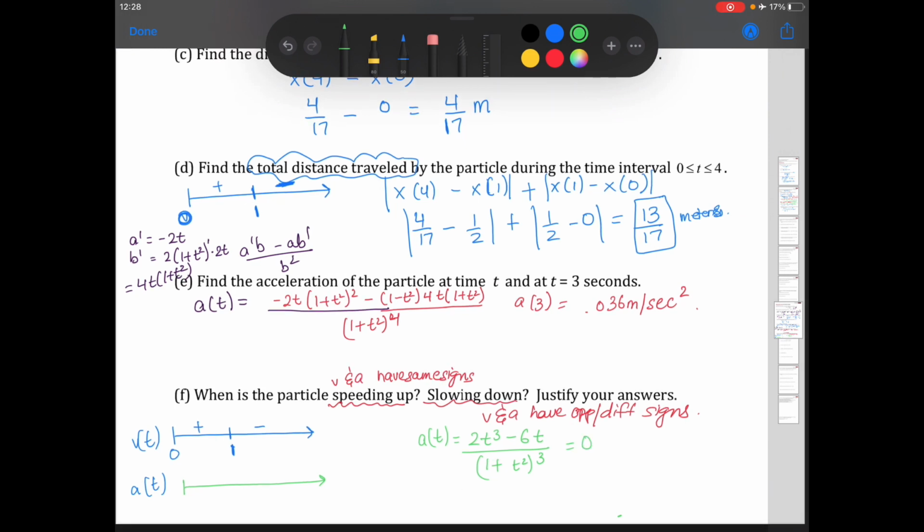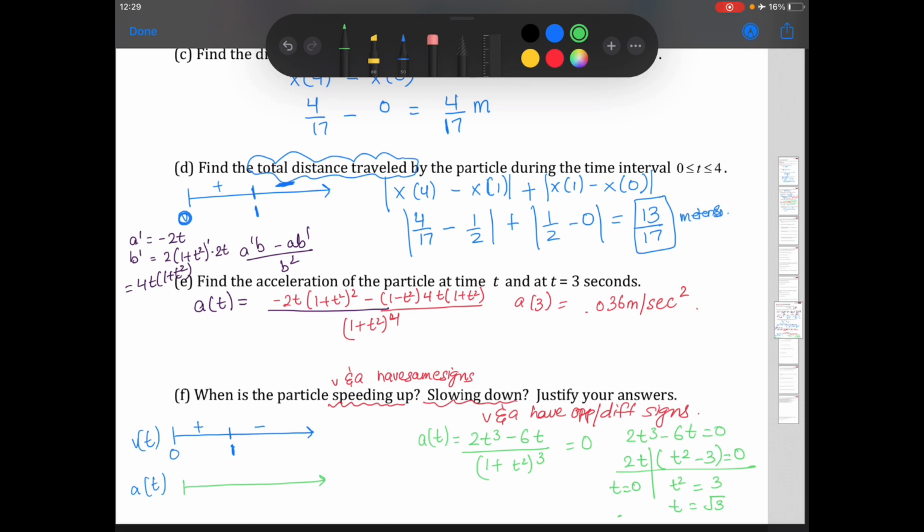So if I set this equal to 0, my denominator goes away and I'm left with 2t cubed minus 6t equal to 0. I'm going to factor out the 2t, so I'm left with t squared minus 3 equal to 0, and my t is equal to 0, and t squared equals 3, so t is equal to rad 3. Usually we put plus and minus in front, but we're going to ignore the negative because time is positive.